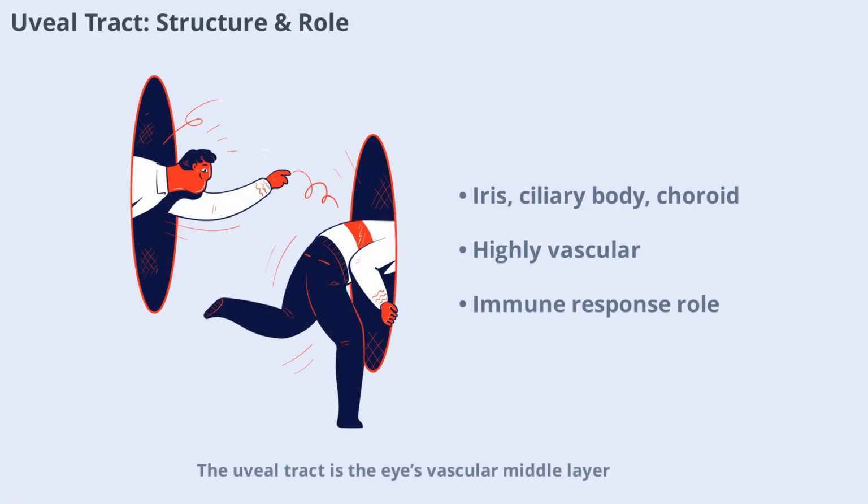The uveal tract is the eye's vascular middle layer, consisting of the iris, ciliary body, and choroid. It supplies nutrients and oxygen to the eye and plays a key role in immune responses. Because of its rich blood supply, the uvea is particularly prone to inflammation and immune-mediated diseases. Understanding its structure helps explain why it's so vulnerable to disease.